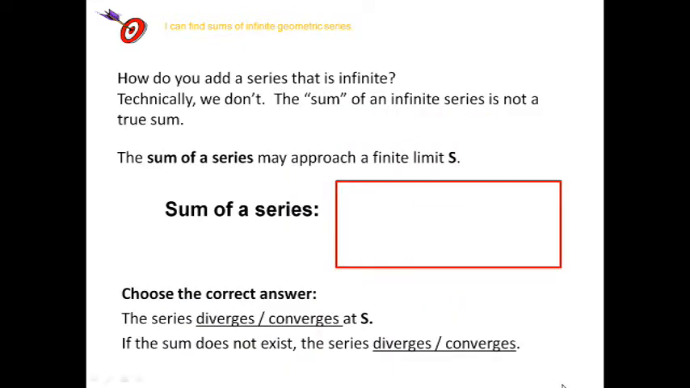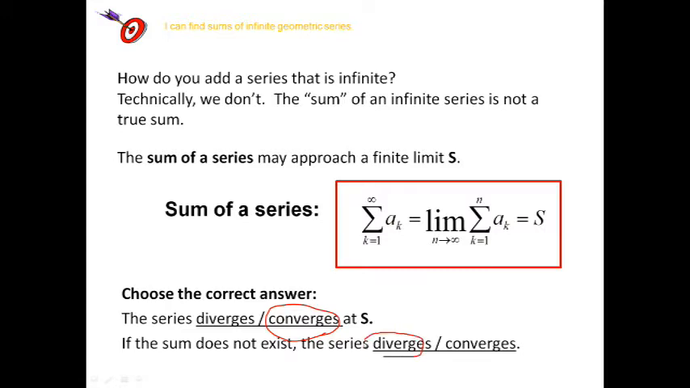So how do you add a series that is infinite? Technically we can't do that, but the sum, in quotes, of an infinite series is not a true sum. But the sum of a series may approach a finite limit s. So this looks like all this fancy gobbledygook, but you can write it down. Sum of a series for the rule a sub k, for k equals 1 to infinity, equals the limit as n approaches infinity of the sum from k equals 1 to n of a sub k, which equals s. So what this says is the series converges at s, and if the sum doesn't exist, then the series diverges.